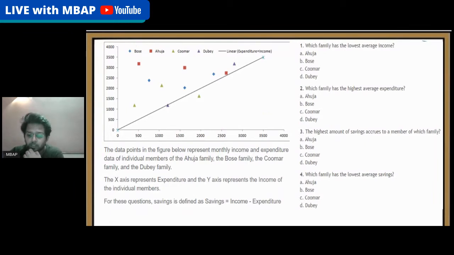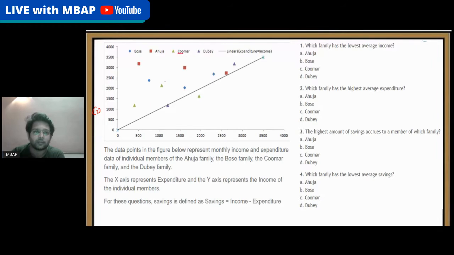Let's see the first question. The first question is, which family has the lowest average income? We know income belongs to which axis? Income belongs to y-axis, right? You have to see the values of income here, on the y-axis, but there are multiple people. I repeat, there are multiple members which belong to each family.